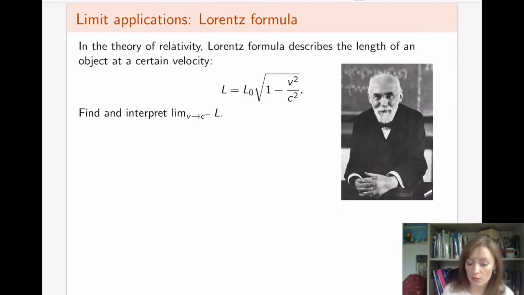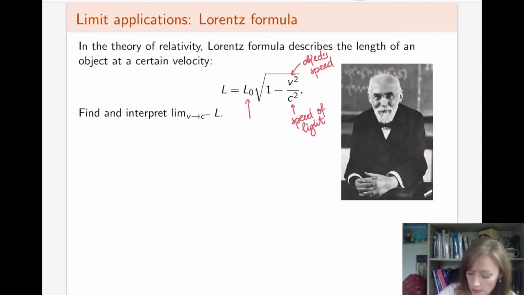So this is the formula that is known as the Lorentz formula, and it describes the length of an object at a certain velocity. Okay, so the formula has a bunch of constants and no real numbers, so let's label all the quantities that are actually in the formula. So this v is the object's velocity or speed. This c is the speed of light, so everything is compared to the speed of light. This L0 is the object's initial length.